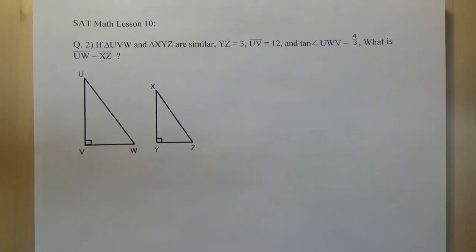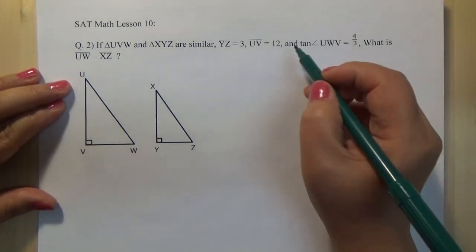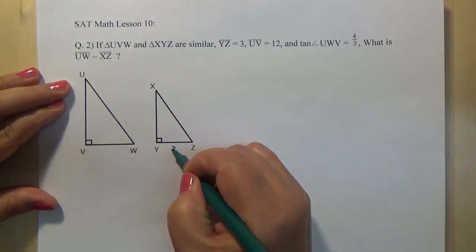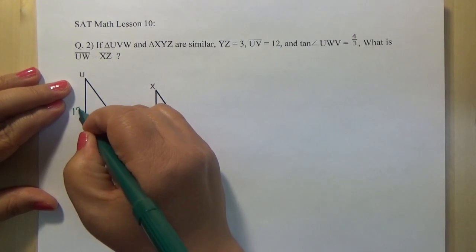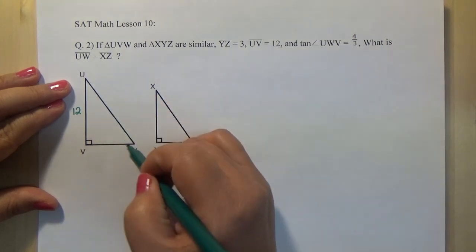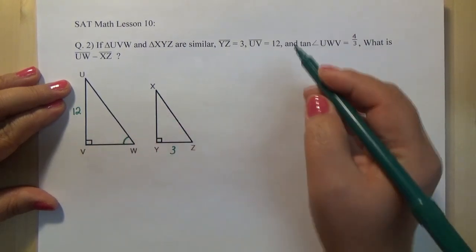Question number 2. If triangle UVW and triangle XYZ are similar, segment YZ is equal to 3 and segment UV is equal to 12, and tangent of angle UWV is equal to 4 over 3, what is UW minus XZ? So this time we're going to consider tangent, and then we're going to say YZ is 3 and UV is 12. We're going to put all the numbers we know, and tangent of UWV.